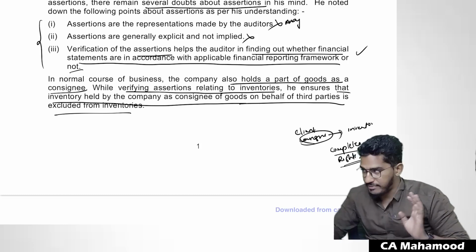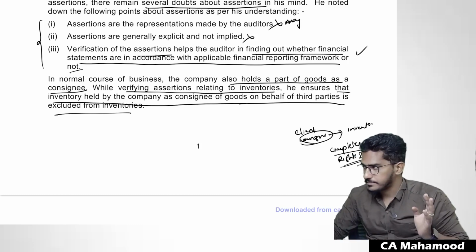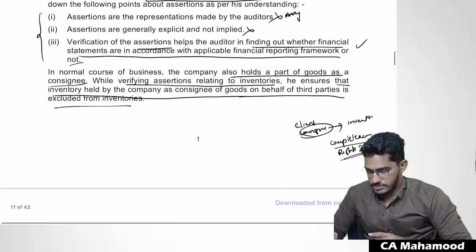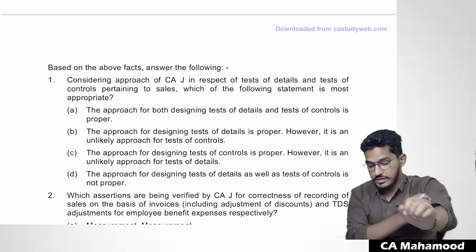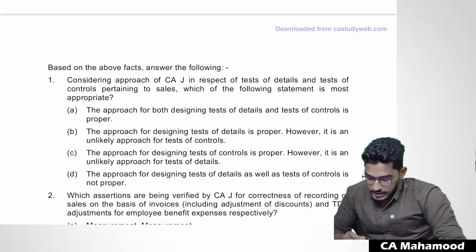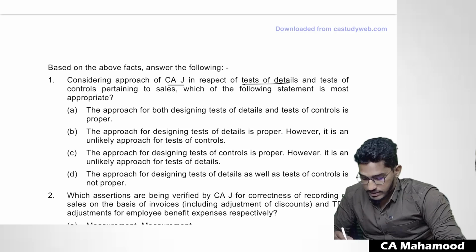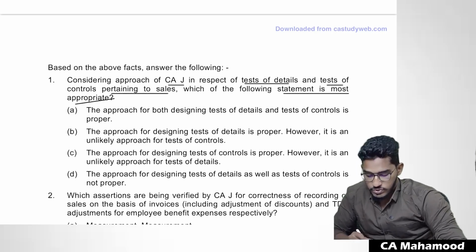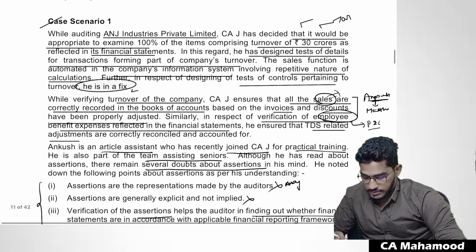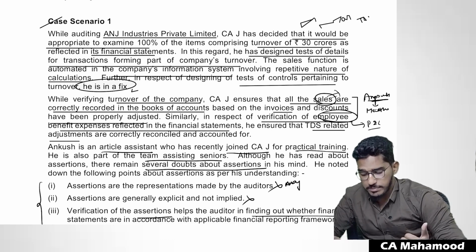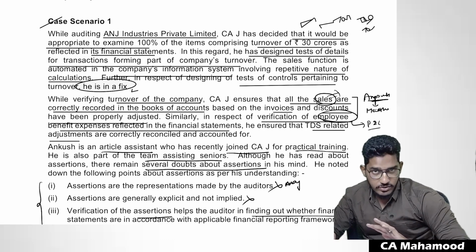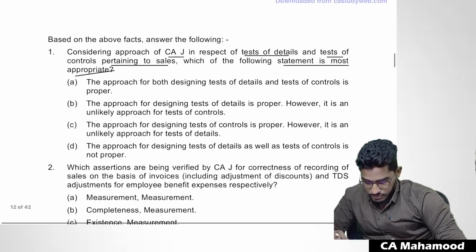Okay, next. Having said that, let us come to the next part. So on the basis of this background discussion, let us try to have a look at the questions now. So based on the above facts, answer the following. Considering approach of CAJ in respect of test of details and test of controls pertaining to sales, which of the following statement is most appropriate? See, as we have seen in the first thing itself, he wanted to verify 100% of the sales. That means he's having a clear plan for test of details. But when it comes to test of controls, he doesn't have a clarity at all. So regarding this, they are asking you to give some comment.